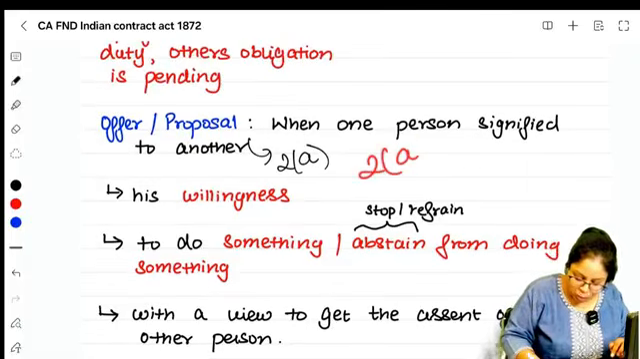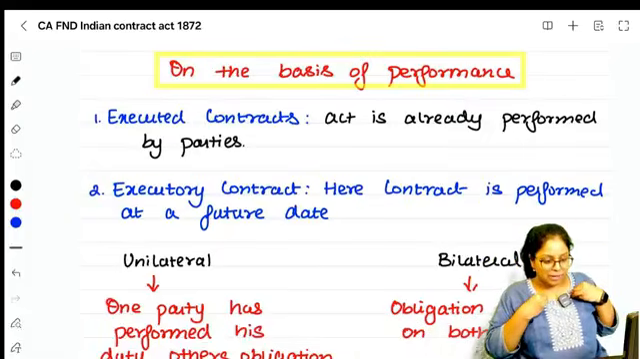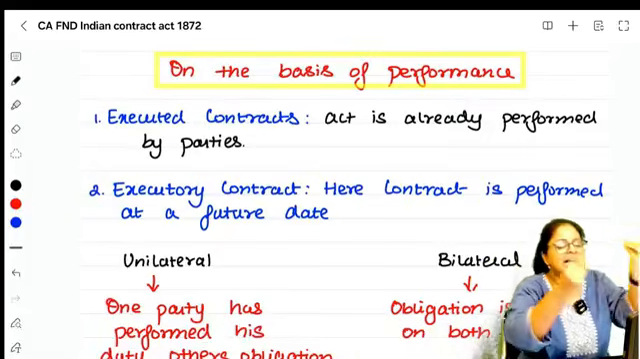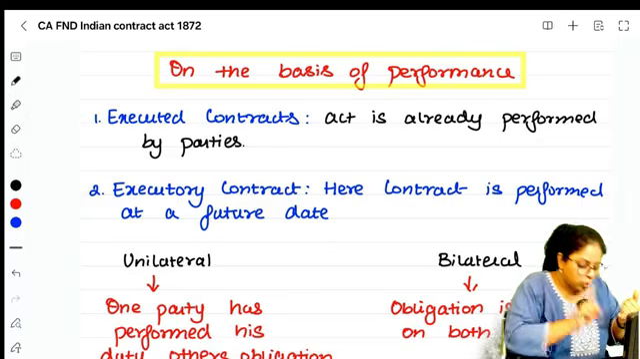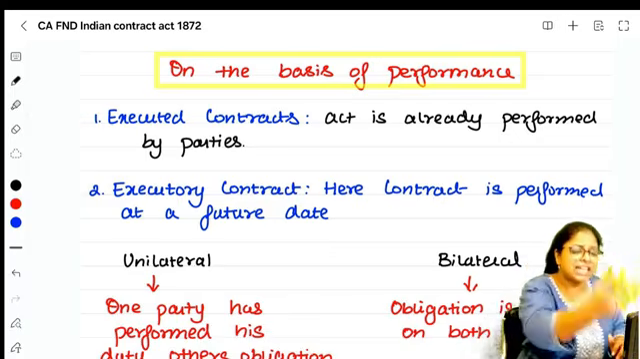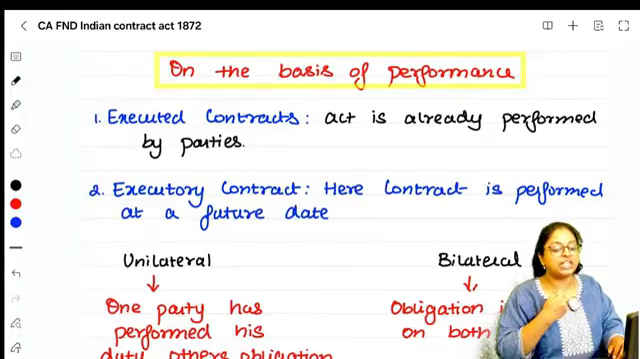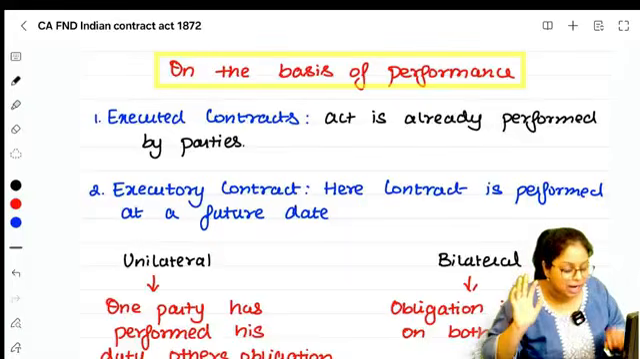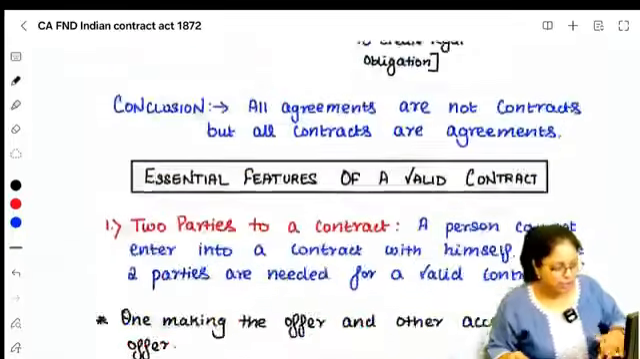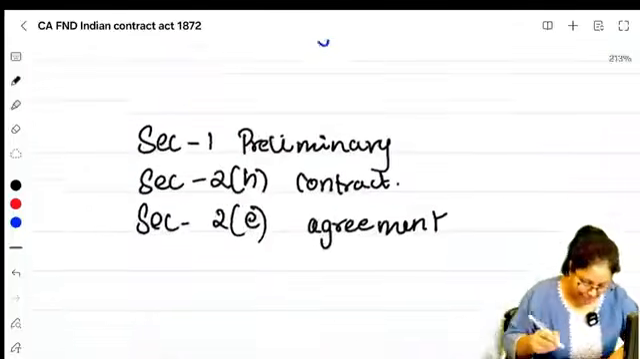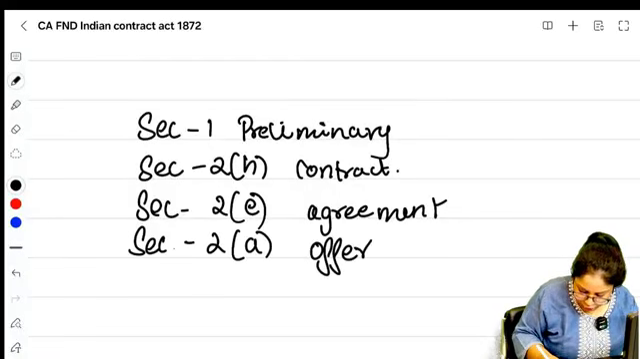Is 2A clear? Wherever you are sitting, repeat it. When one person signifies to another his willingness to do something or abstain from doing something, with an intent to get the assent of the other person, it is said that Abhijit is making a proposal or an offer, which is defined under 2A. Give me a thumbs up if you all understood. Section 2A, which is offer, is it clear?